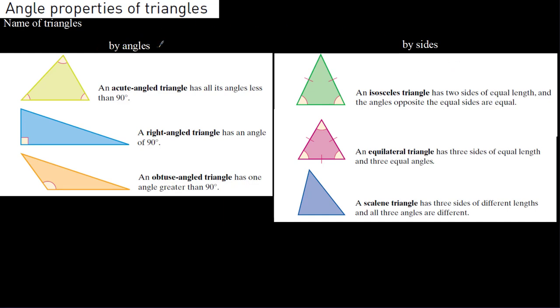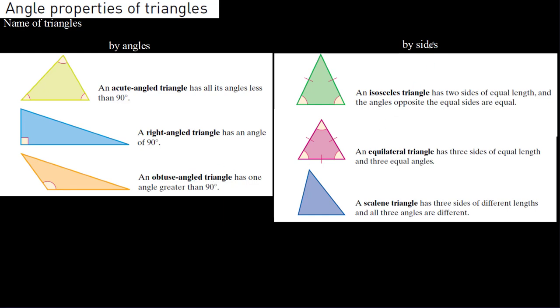If we name the triangle with respect to its angles, a triangle whose angles are all smaller than 90 degrees is called an acute angle triangle. Here, as you see, all the angles are smaller than 90 degrees, so it's called acute. If there is one 90 degree angle in the triangle, this is called a right triangle. And if only one of the angles is greater than 90 degrees and less than 180 degrees, then this is called an obtuse angle triangle.